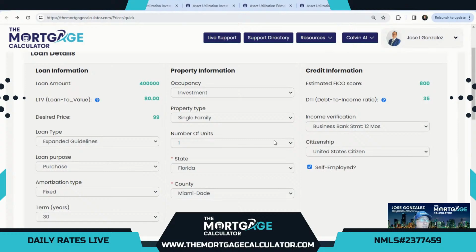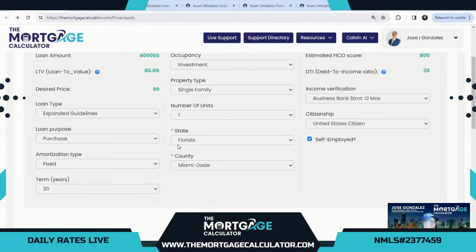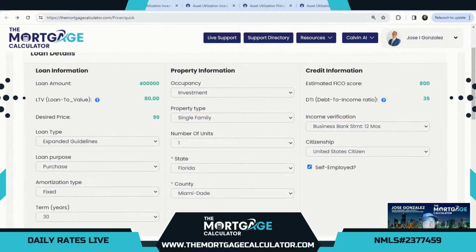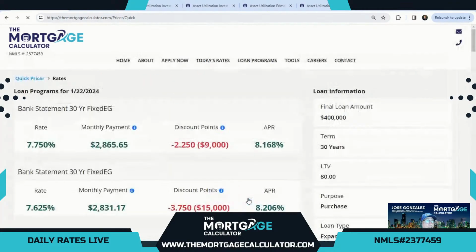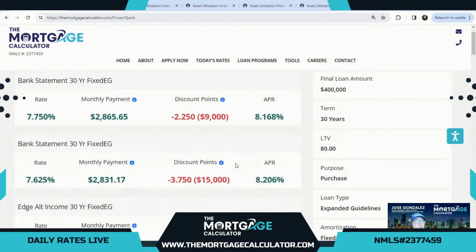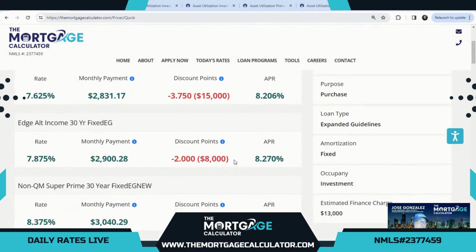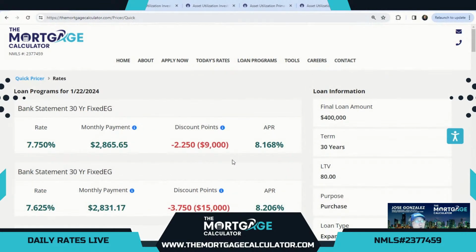80% LTV, nothing changes, and there should be a spot here for the prepayment penalty. No. Okay. And we are looking at 7.75. Will you look at that? 2.25. So rate a little bit higher than your conforming, but the cost is lower. So you pick the options and see which is best.